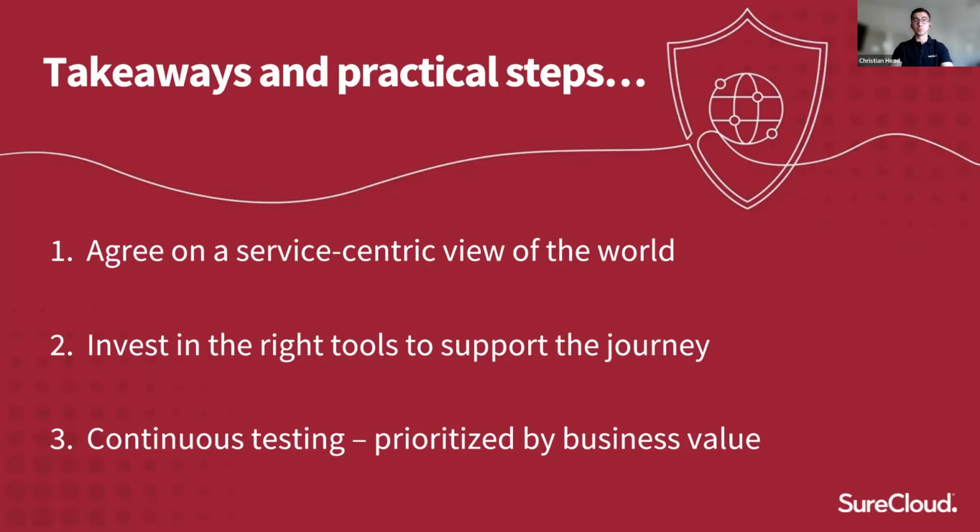Once we have 1 and 2, we'll then be able to look at number 3. So lastly, it's going to be that continuous testing. Once we have that platform and we have that centralized view, we'll be able to prioritize based off those different business values and objectives.